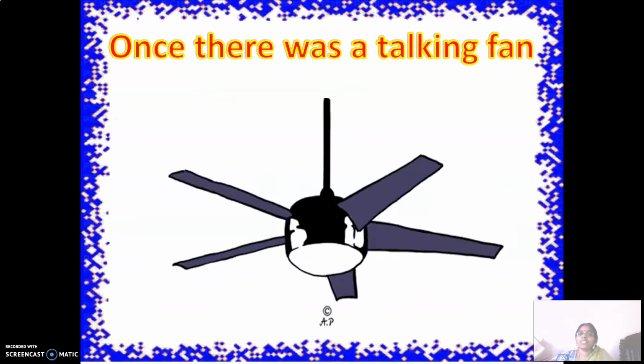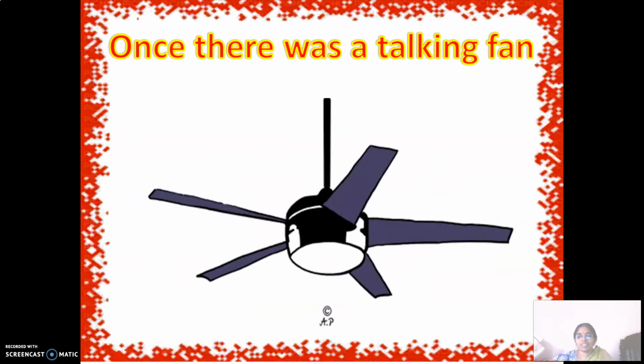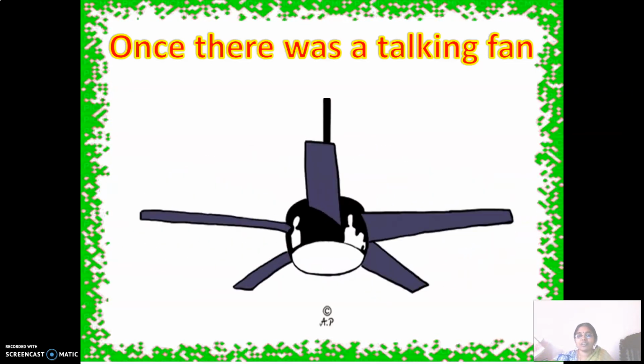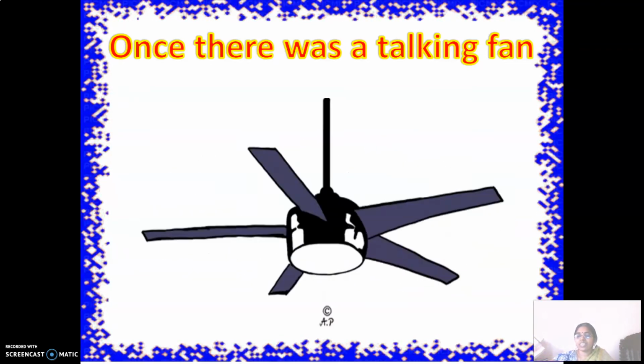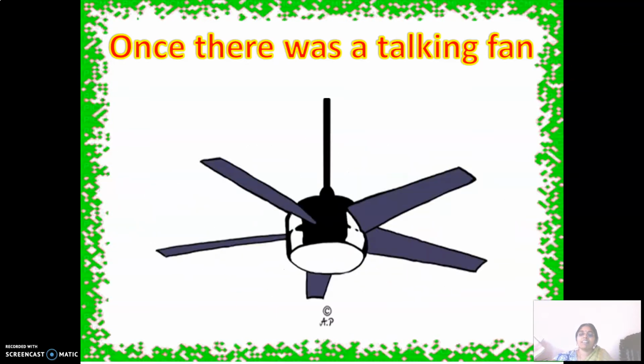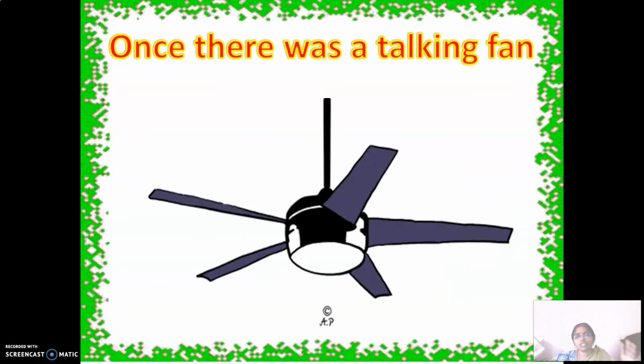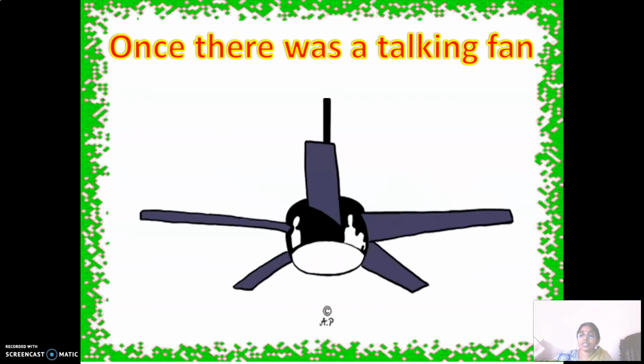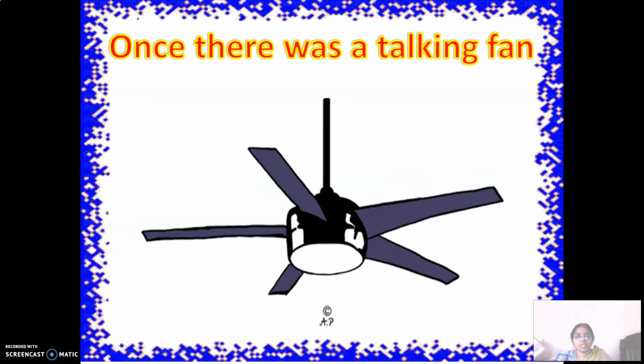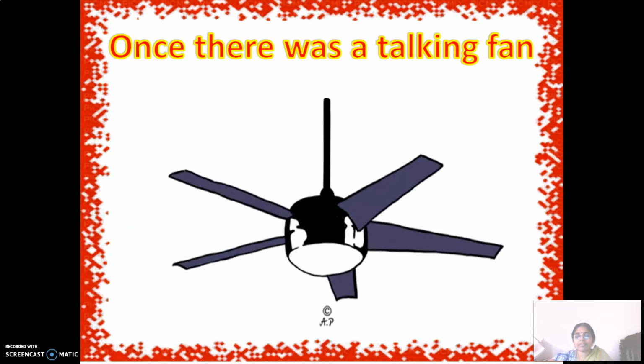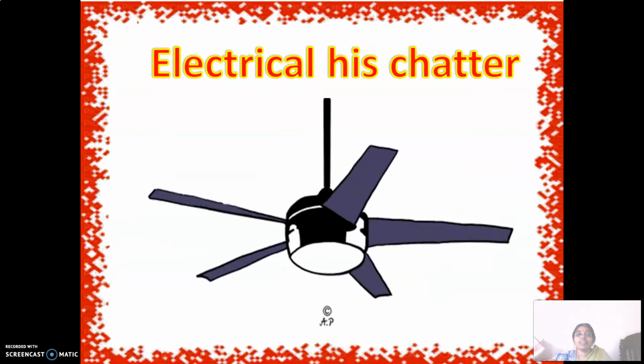Right. Once there was a talking fan. So the author is writing about the talking fan. He was working together, it seems. At that time, the fan was making so much noise, which is a disturbance to his work. So he started writing a poem. Once there was a talking fan.